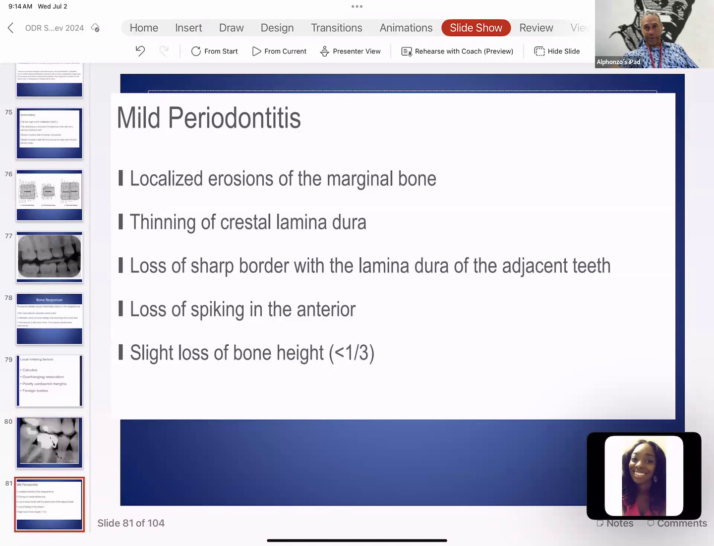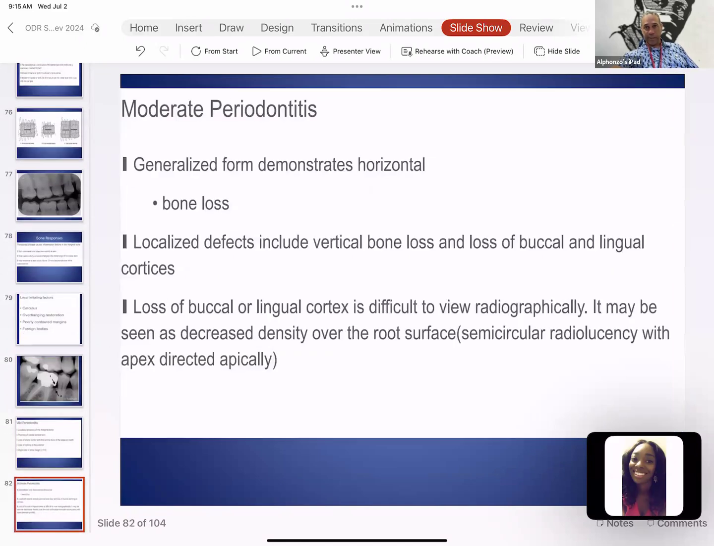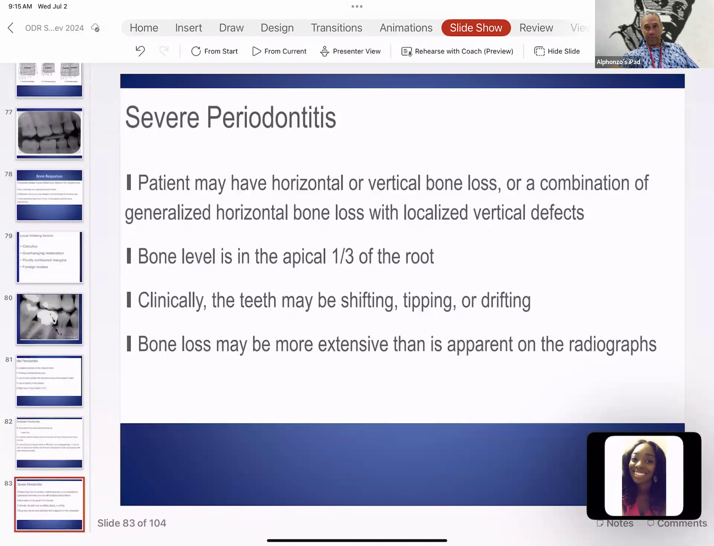Okay, mild periodontitis, here's a description of that. Please go over these points. There's moderate, more points, and severe. So make sure you understand these differences between these three categories.